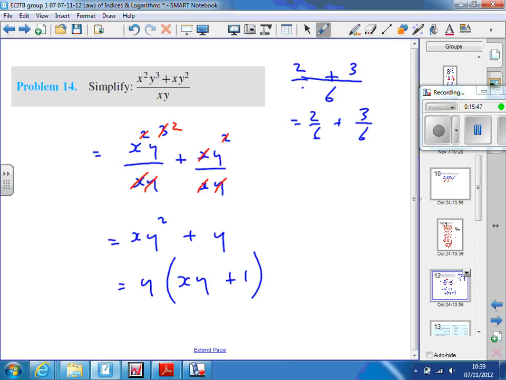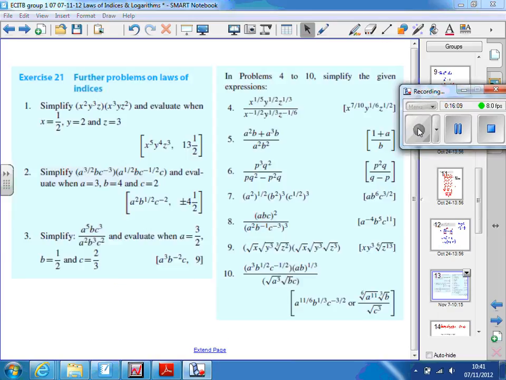Sometimes you factorise, sometimes you don't. If you're asked to, you would. But in an engineering situation, you might well want it like that, and that's fine. Or you might want to factorise it. So there's no correct answer to that. It all depends on what you're going to do next. So now try exercise 21 in your textbook, page 42.